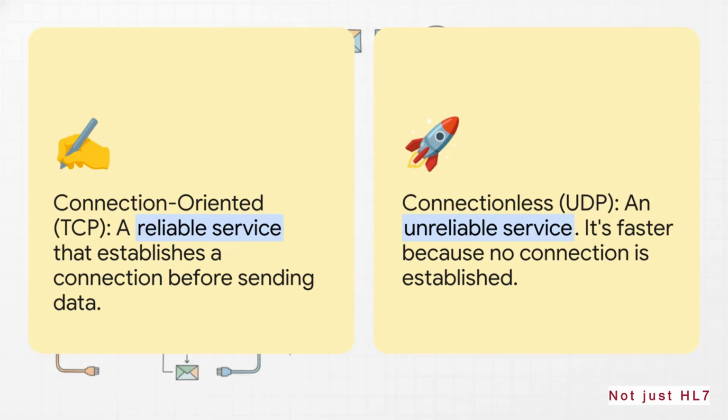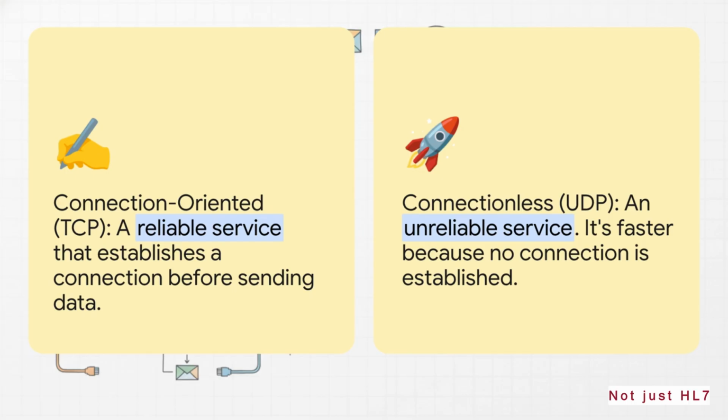Now, here at Layer 4, there's a really important choice to be made between two flavors of transport. First, there's the connection-oriented method, TCP, which stands for Transmission Control Protocol. Think of this like sending a package with tracking and delivery confirmation. It's super reliable, but all that tracking and checking makes it a little bit slower. Then you have the connection-less method, UDP, or User Datagram Protocol. This is like sending a postcard. It's fast, there's very little overhead, but there's no guarantee it'll get there.